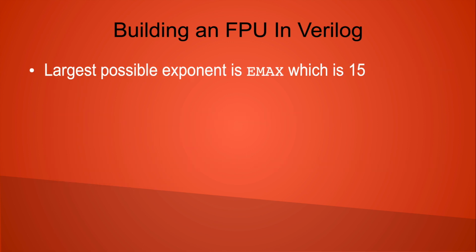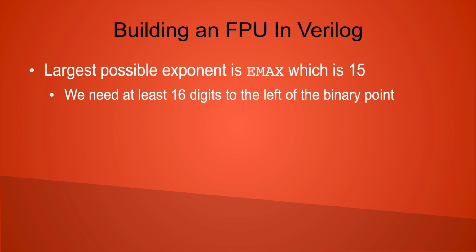What about the largest magnitude? You should remember that the largest possible exponent for the binary 16 format is called Emax and has the value of 15. At a minimum, we need 16 bits to the left of the binary point to hold the largest possible significand. Remember that the digits to the left of the binary point are multiplied by powers of 2, ranging from 2 to the 0th power to 2 to the 15th power, which is a total of 16 digits.